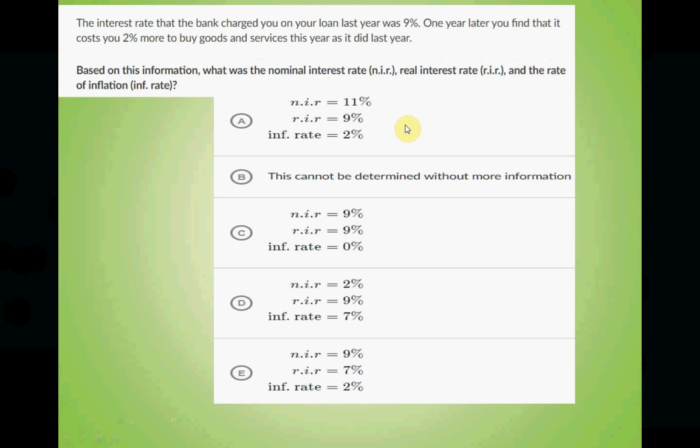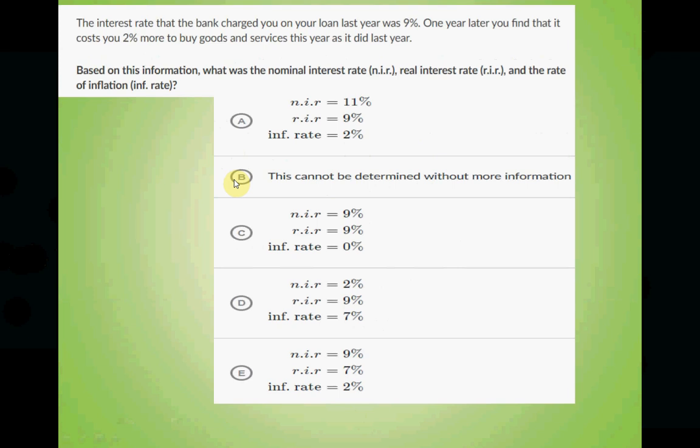I was joking around, but this is pretty straightforward, right? One year later, you find that it costs you 2% more to buy goods and services. Well, what's another way of saying that prices have gone up 2%? It's inflation. So we know right away that we can cut out some of these answers. So maybe it's B, who knows? But inflation rate of 2%. These other ones are wrong, right? Because it doesn't say anything about those. Prices went up 2%.